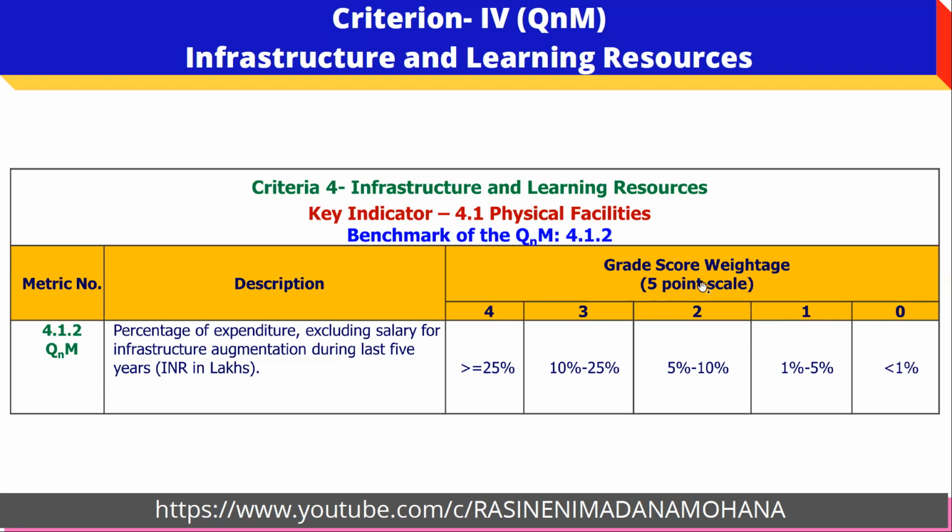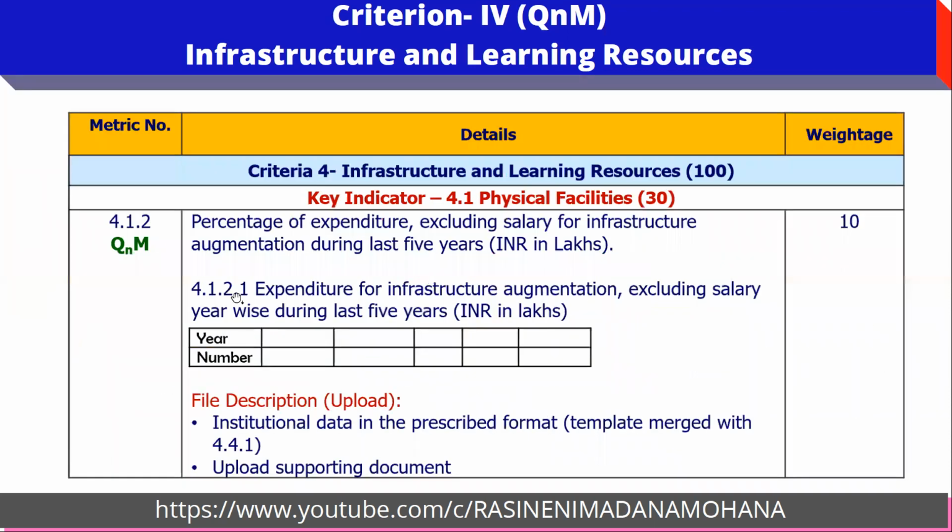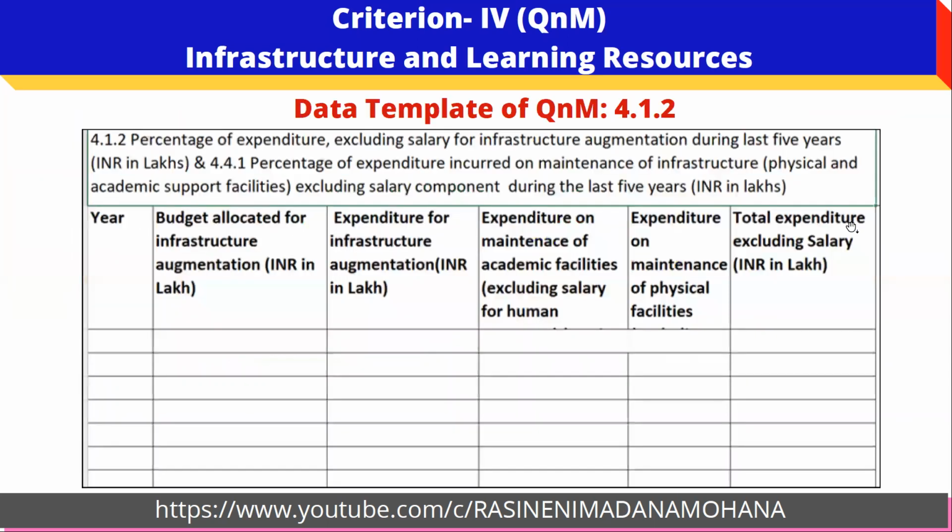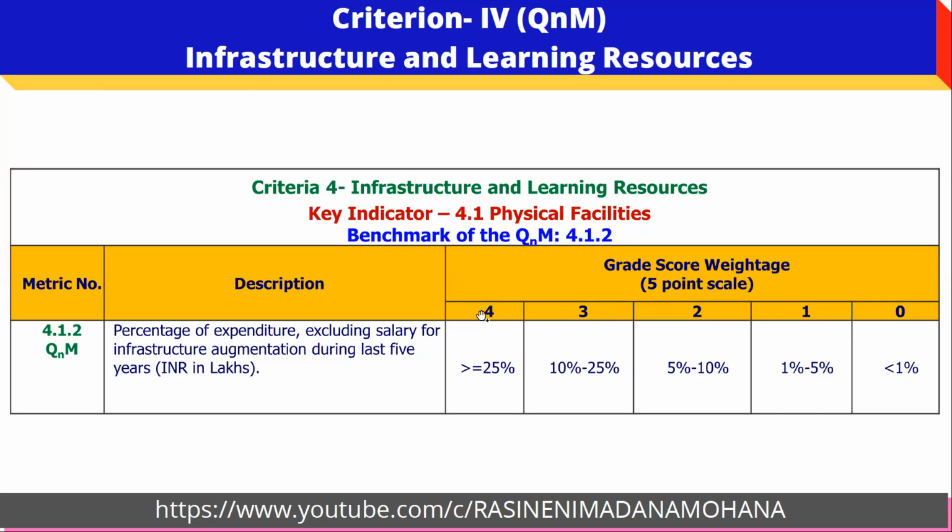It is a 0 to 4, 5-point scale. Our weightage can be multiplied with this grade point. So what is the weightage here for 4.1.2? 10. So 10 into whatever grade you will get. Suppose you get the full grade, 10 into 4 is 40. If you get 3, 10 into 3 is 30. If you get 2, 10 into 2 is 20. If you get 1, 10 into 1 is 10. If you get 0, 10 into 0 is 0. So that is the total score added to this metric. So that is about 4.1.2.